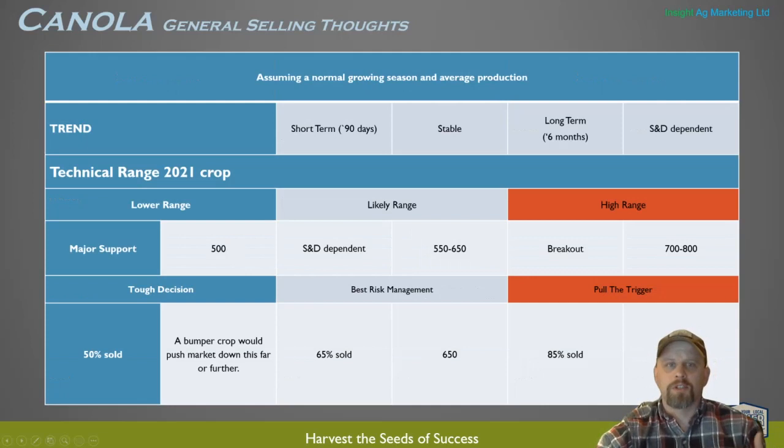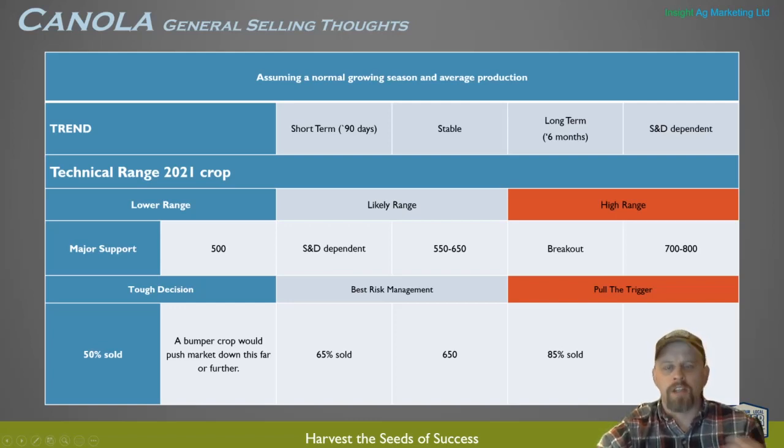So we're just going to assume normal growing season and average production, and the trend for the next 90 days I think is a very stable trend at these high prices. I mean, we just don't know what's going to happen, but it's probably going to stay high because we know we're going to run out of canola. We have a very unique situation right here. Long term, like say the 6 months, this is extremely S&D dependent, much more than we've seen in other years because of the tightness of the stocks, right, and a lot of other factors.